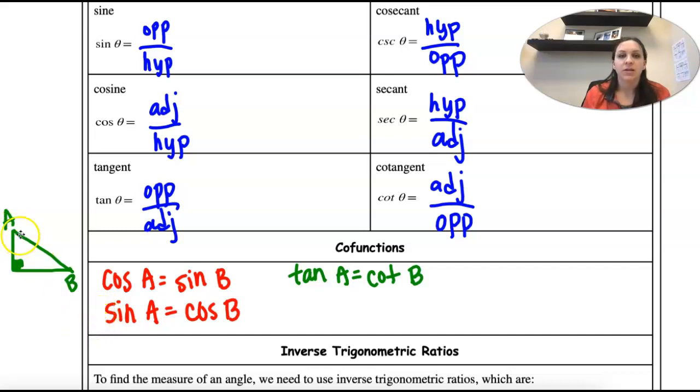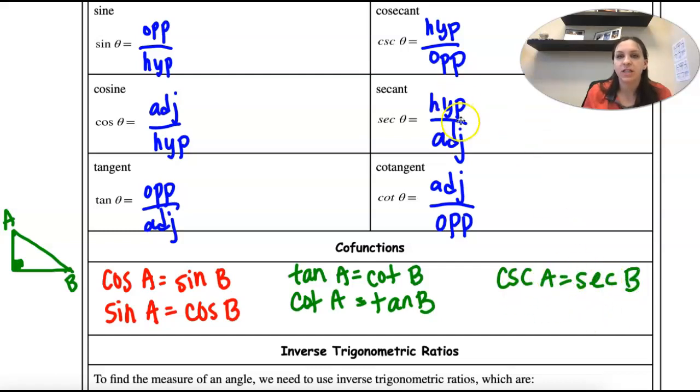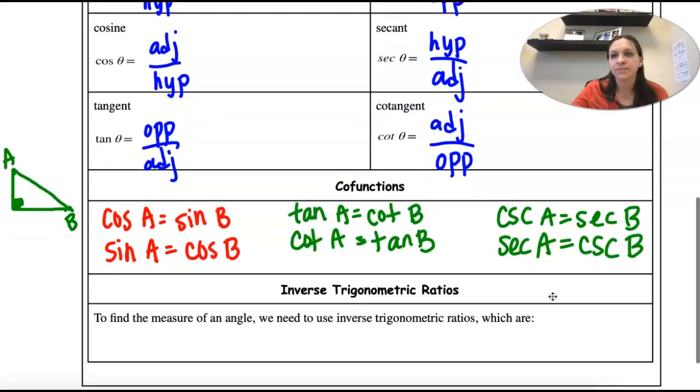Okay, so tangent of this is cotangent of this. Well, guess what? Cotangent of this is tangent of this. And one more, our new one, cosecant of A equals secant of B. And then it goes the other way. Secant of A equals cosecant of B. And those are just good to know if you're checking your answers.